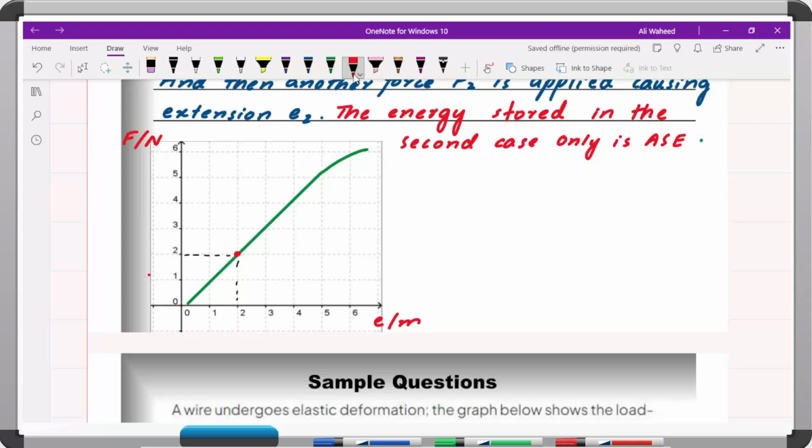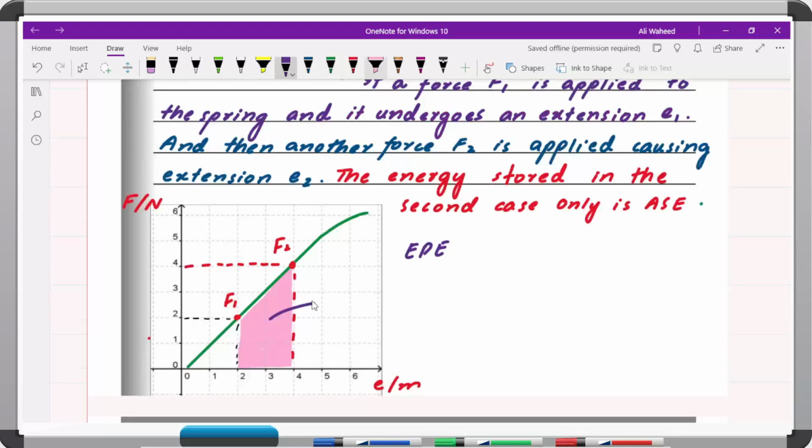Now the shaded area between these two would be representing additional strain energy, and the formula for this one would be, if you want to find this one through the graph, you can find the area of the trapezium, which is (a plus b) divided by 2 times height. Height means the distance between the parallel sides. And if you want to write down the expression, it could be written as 1/2 F2 E2 minus 1/2 F1 E1. One of the expressions is this.